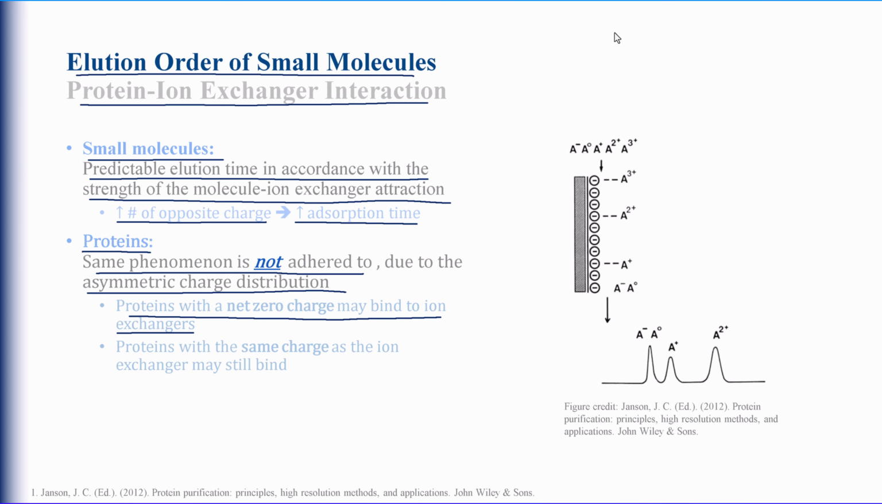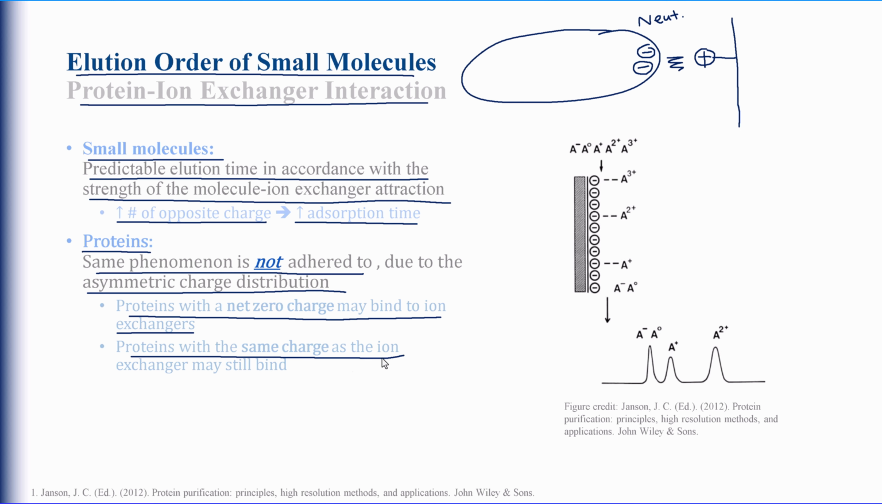That's because if you imagine a protein and let's say we want it to bind to an anionic exchanger column, that is, it is positively charged, the protein could have a net zero charge, so it could be neutral. But what you have to recognize is that you can have negatively charged amino acids in this region of the protein, and this could potentially bind or interact with the ion exchanger. Similarly, proteins with the same charge as the ion exchanger may still bind as well.